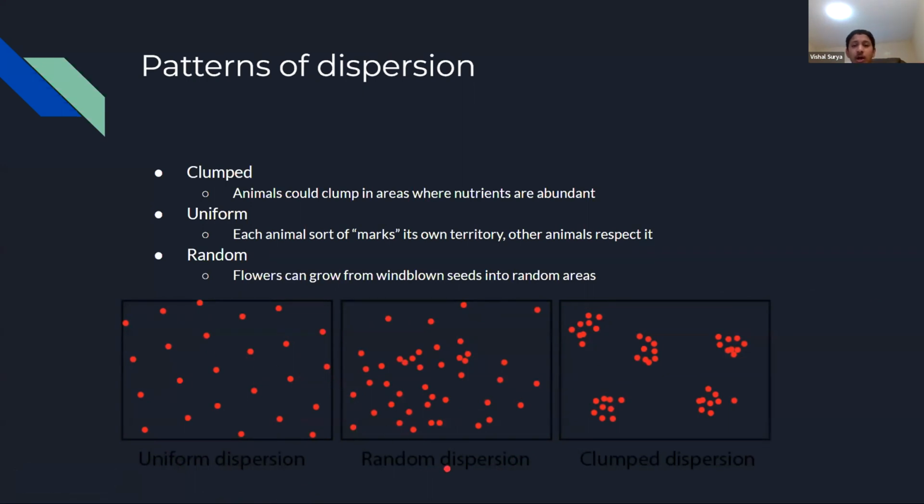We have random, which you talked about with the sunflowers. The seeds are wind blown. The wind carries the seeds, and the wind is very random. It doesn't have a direction. So it causes the organisms to be dispersed randomly in this population. And finally, we have clumped, which is like if certain areas are a nutrient hotspot, the organisms tend to clump around it to get those nutrients. So this is how it would be for clumped.